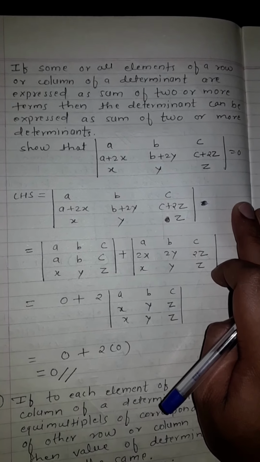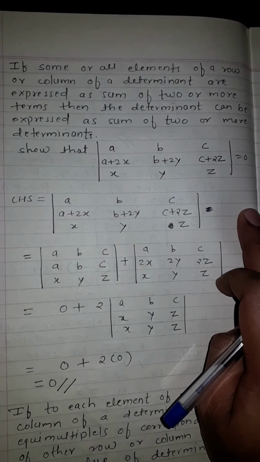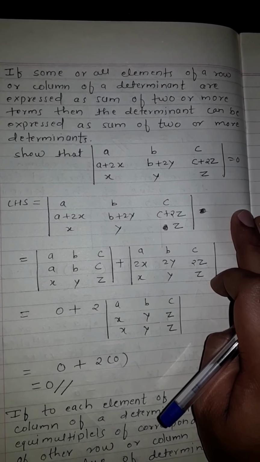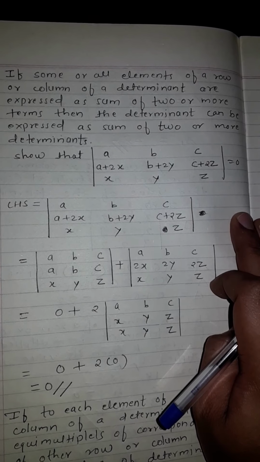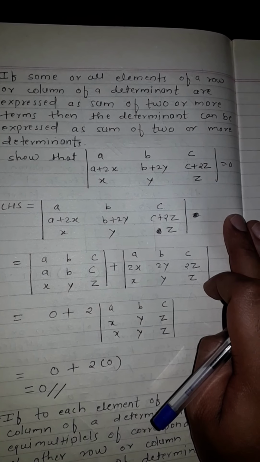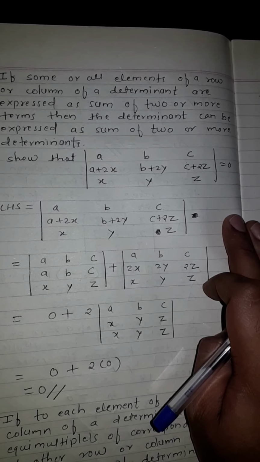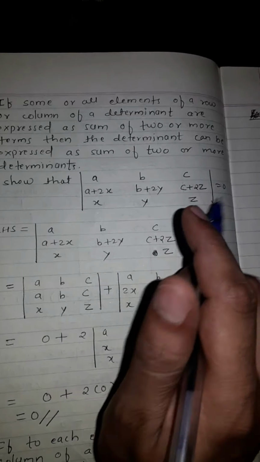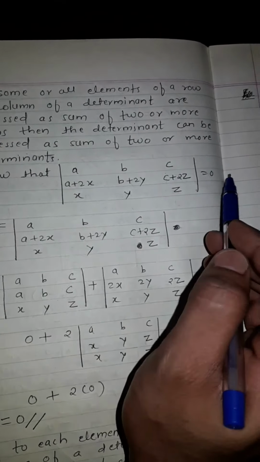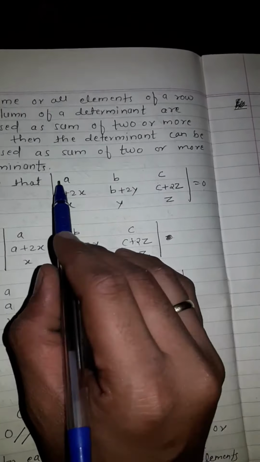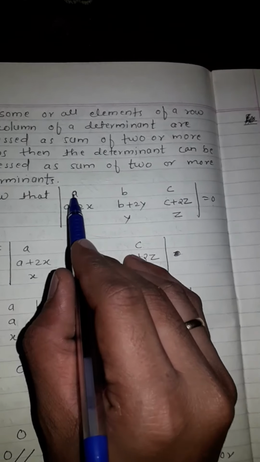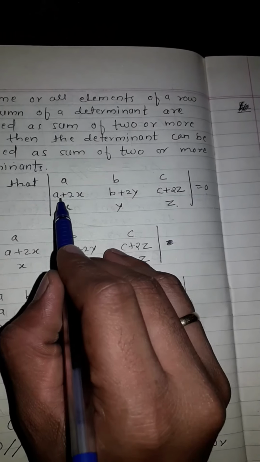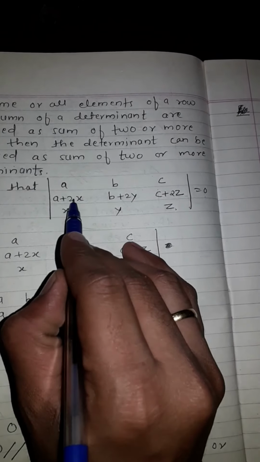So what property number 5 says here: if some or all elements of a row or column of a determinant are expressed as a sum of two or more terms, then the determinant can be expressed as a sum of two or more determinants. I will tell you what exactly this property is. I have taken one example, show that this determinant is equal to 0. See, in this determinant, R1 is having a single term, R3 is having a single term, but check R2, it is having a sum of two terms.